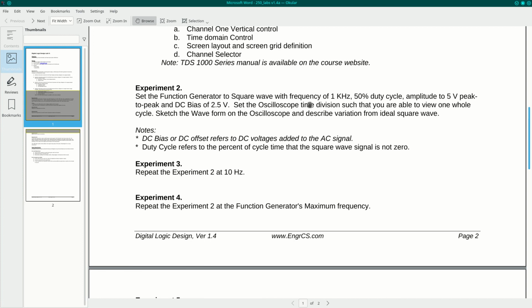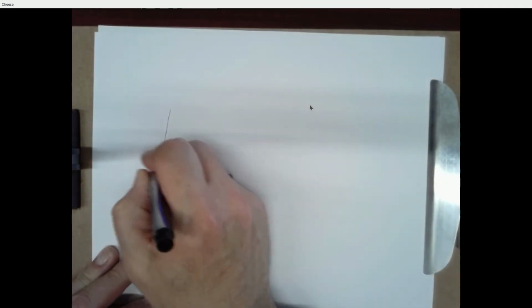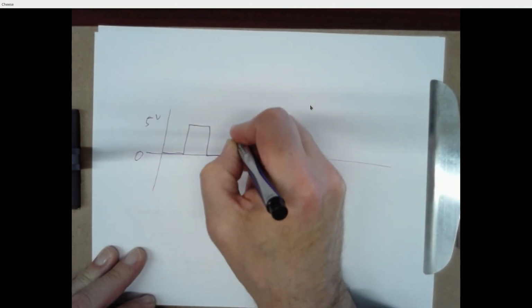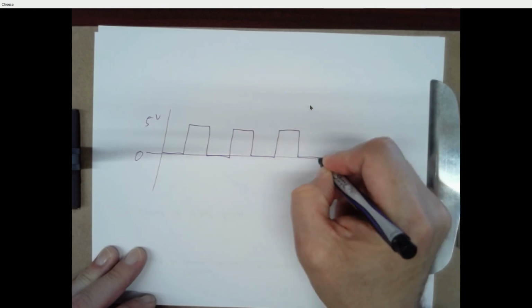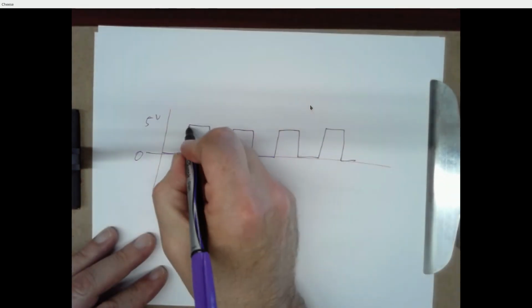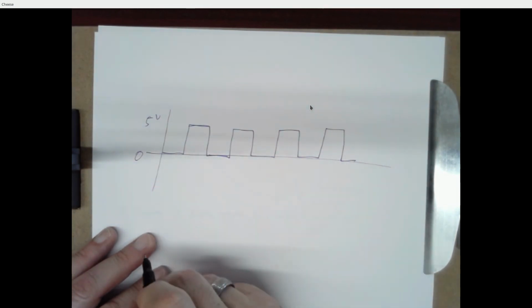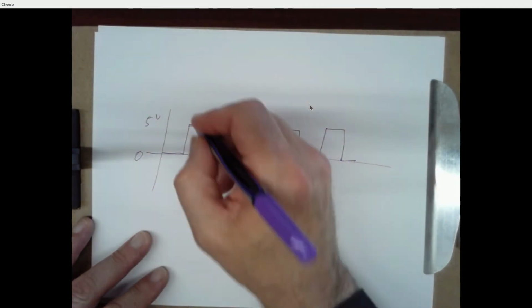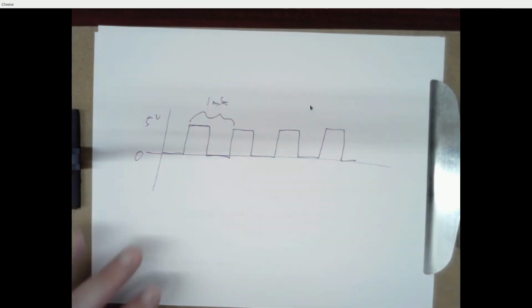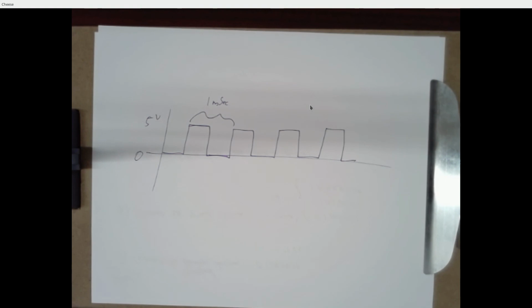And you can control the frequency. So for experiment 2, you want to set the frequency to 1 kilohertz, which basically means that your output's going to look like this. It's going to go between 0 and 5 volts. It says 50% duty cycle. That just means it's on for the same amount of time that it's off. And this is going to be 1 millisecond. So it's going to go up and down 1,000 times a second.